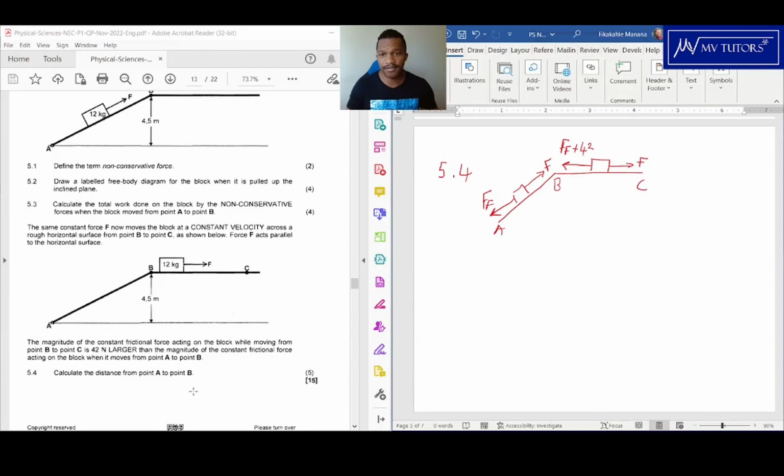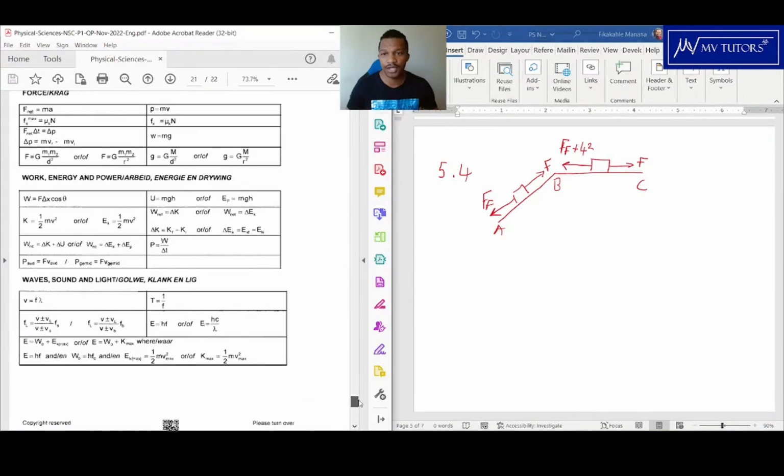Now that we have our clues, let's go read the question. Calculate the distance from point A to B. So they want the distance from A to B. We need a formula that has distance and work. Okay, because we just solved work.